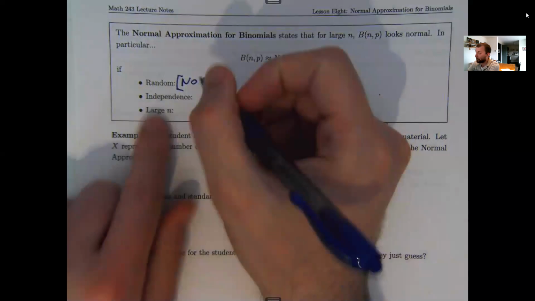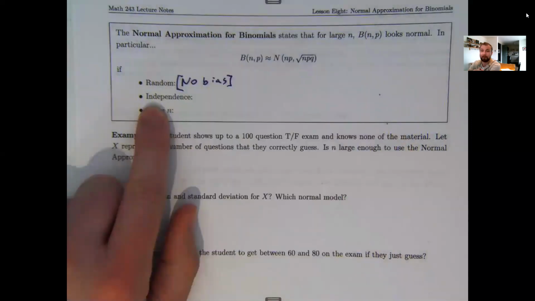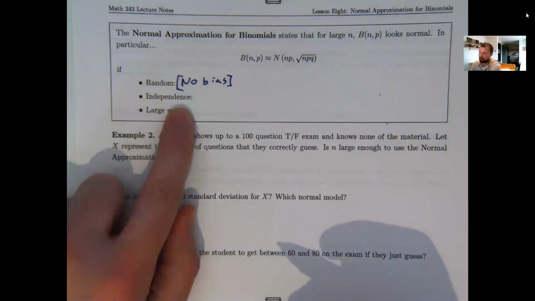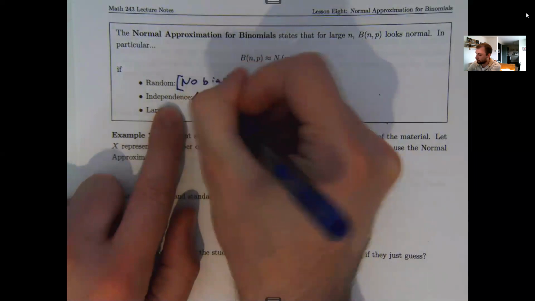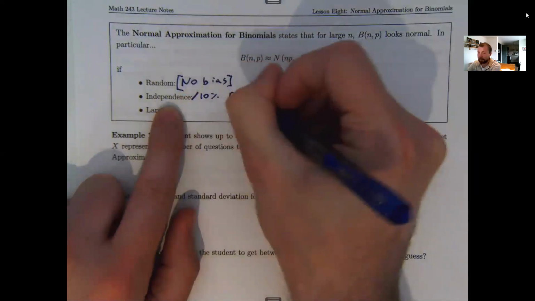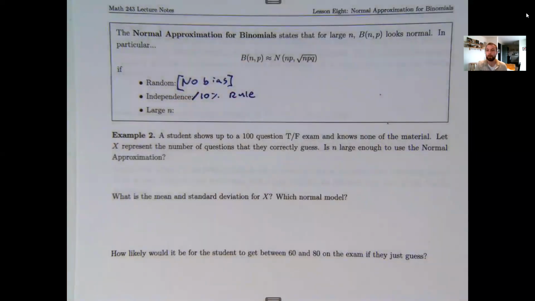Also need to make sure that my probabilities stay the same in the trees if I'm looking at really large trees, and that's related to independence. The reminder, I have a backup for the independence rule, and that's the 10% rule. So if I sample a really small part of the population, I can assume that things are not related. So large enough that it looks normal, not so big that things start to affect each other.